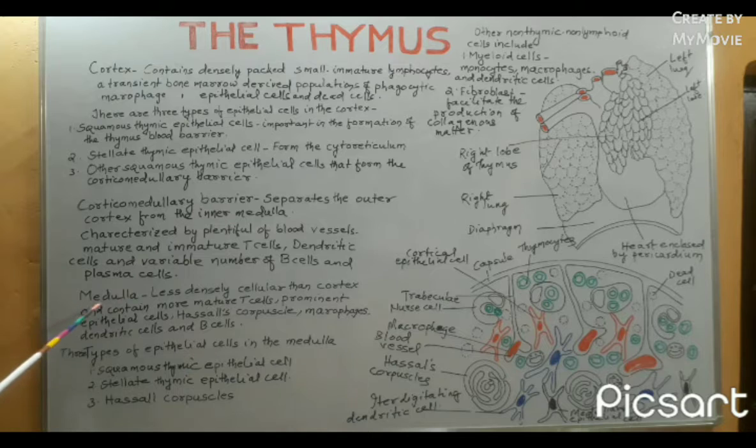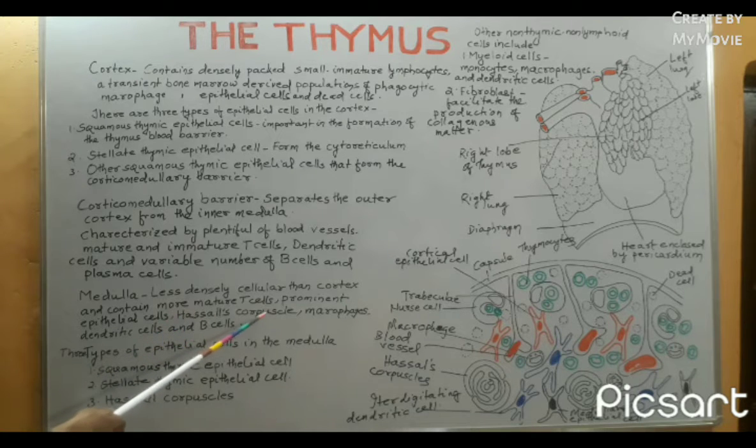Second is medulla. Medulla is the inner zone. It is less densely populated with various types of cells. Medulla contains more mature T cells, prominent epithelial cells, Hassall's corpuscle, macrophages, dendritic cells and B cells.